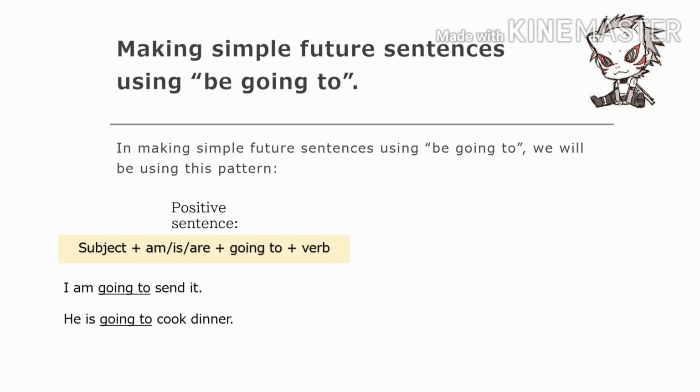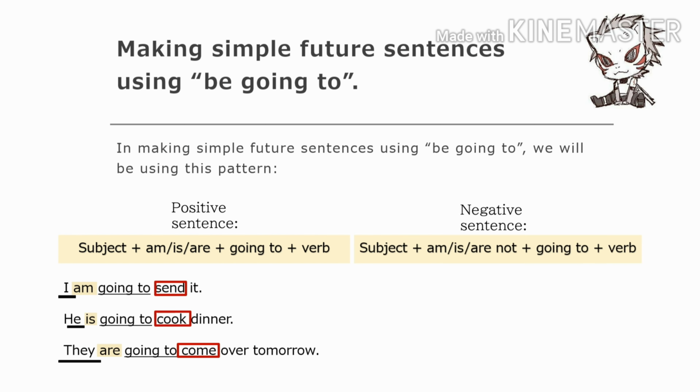He is going to cook dinner. They are going to come over tomorrow. I, he, and they here are the subjects, while three of them would either use am, is, or are going to. And lastly, send, cook, and come are the verbs.